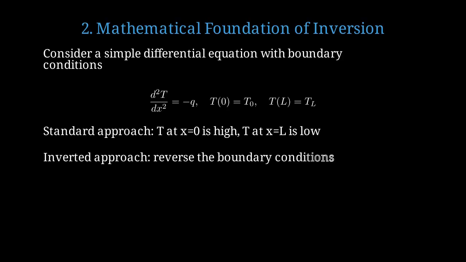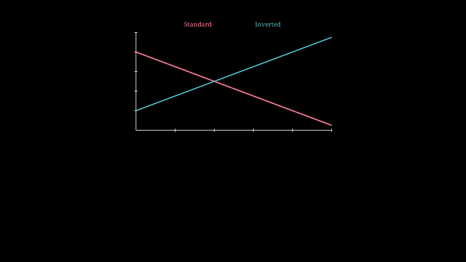But what if we invert this? We reverse the boundary conditions completely. Now T at 0 equals the low temperature, and T at L equals the high temperature. Heat flows in the opposite direction. This graph shows the temperature profiles. The red line represents the standard case with decreasing temperature. The blue line shows the inverted case with increasing temperature.